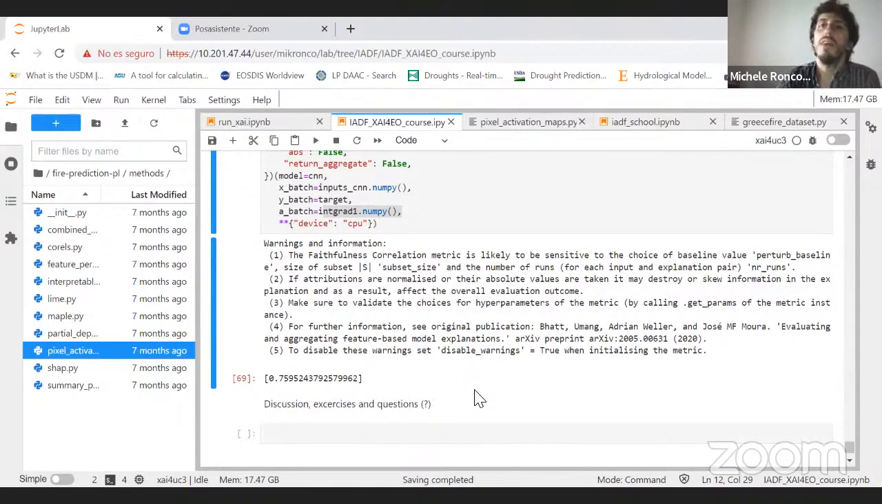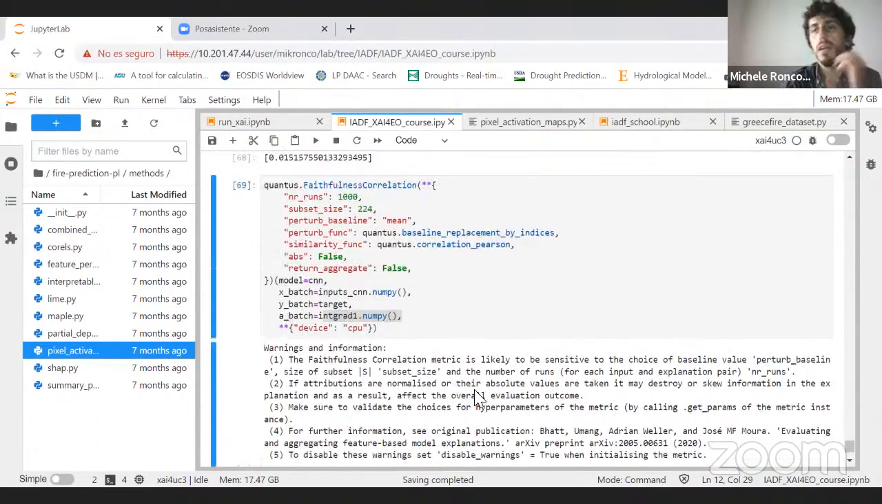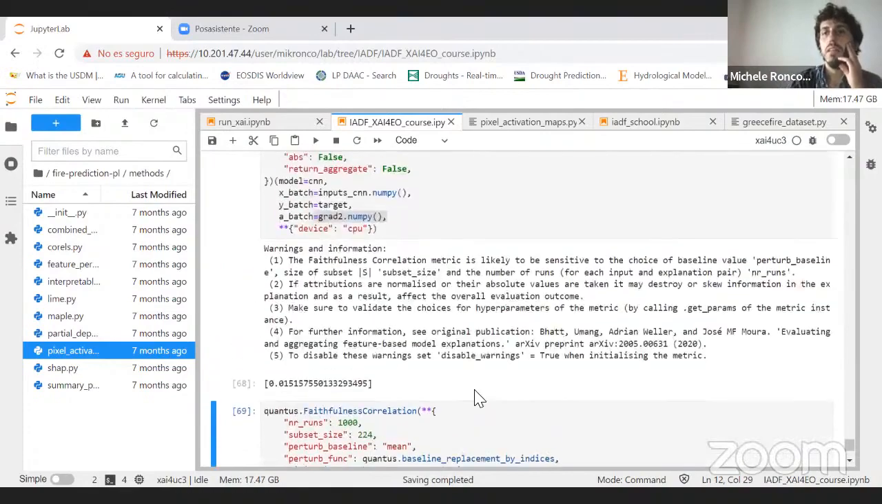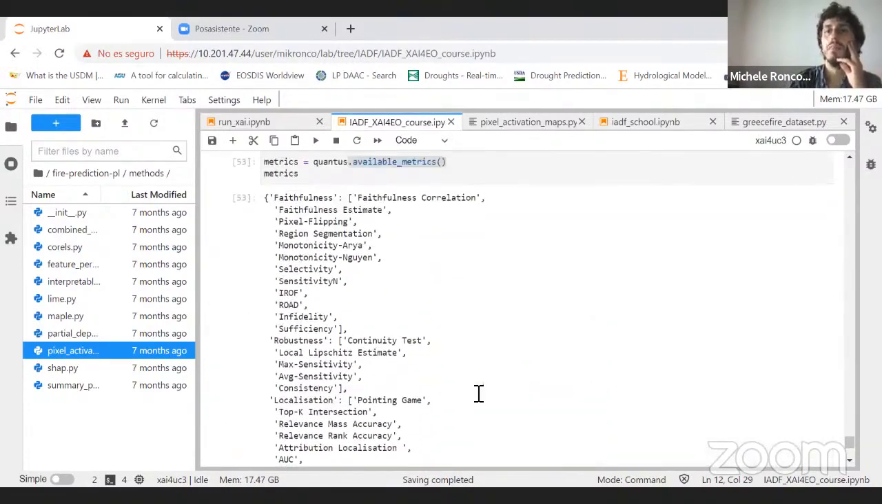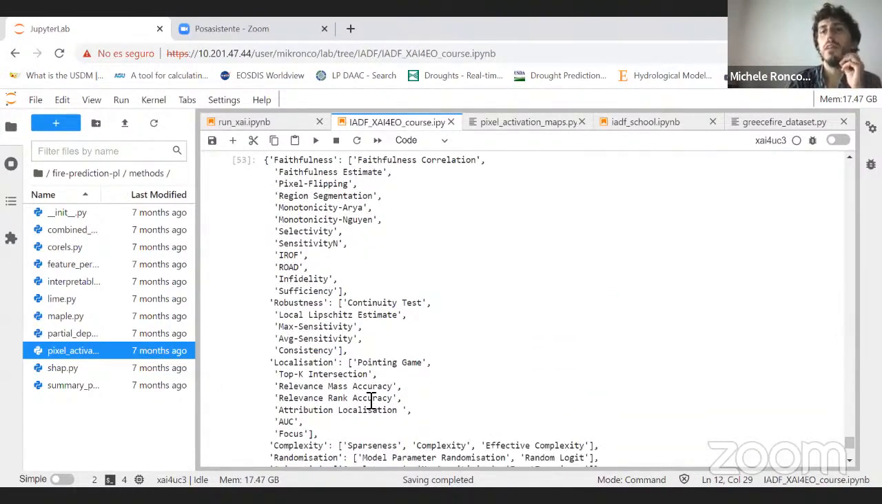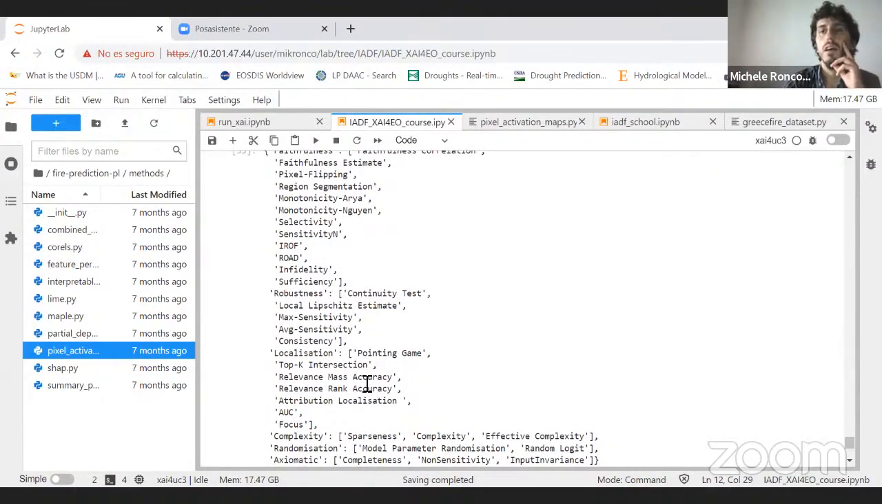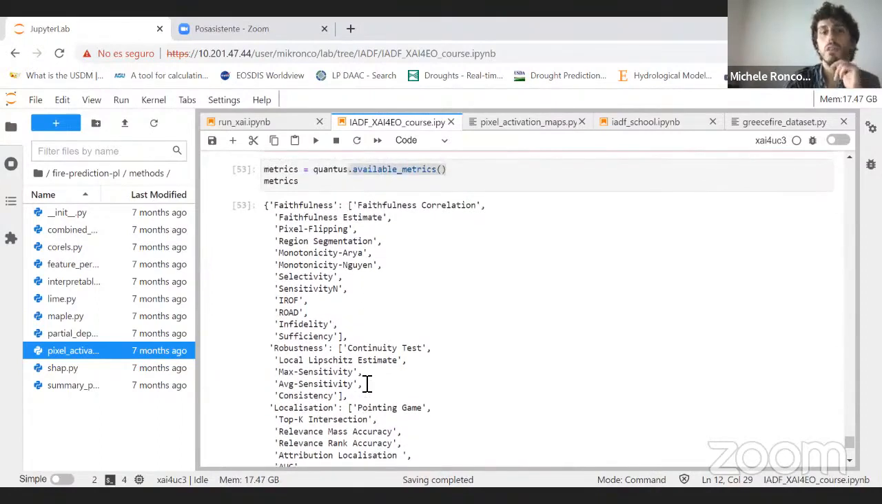So this was just a very simple example of how one can then use these metrics to compare different models. I mean, ideally, one would like to. There is also a way to call all these metrics at once, or most of them, and then have a sort of full report of how well the explanations are explaining the input and the model.